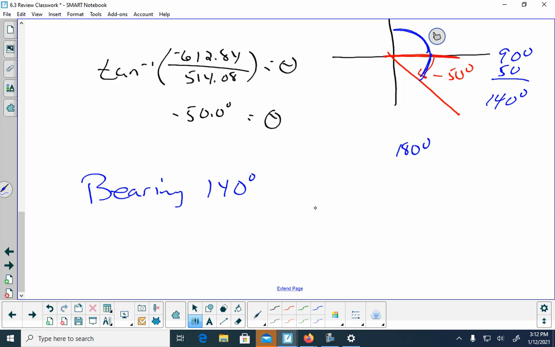Or I could say south 40 degrees east, but I don't think anyone's going to do that, so I'm just going to leave it as bearing of 140 degrees. And that ends the review sheet for classwork.